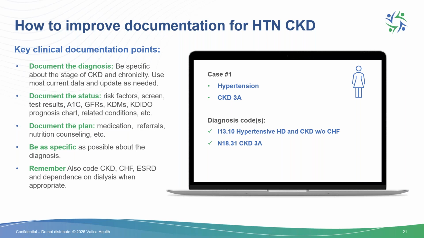Use your KDIGO chart and evaluate your patient's prognosis. Clearly outline the treatment plan, include medicines and lifestyle interventions like special diets, avoidance of NSAIDs, exercise, weight reduction, smoking cessation, and any referrals if appropriate. And remember to select the most specific diagnosis code, combine the relevant complications, and then also code the stage of the CKD, the congestive heart failure, the ESRD, and dependence on dialysis when it's appropriate.